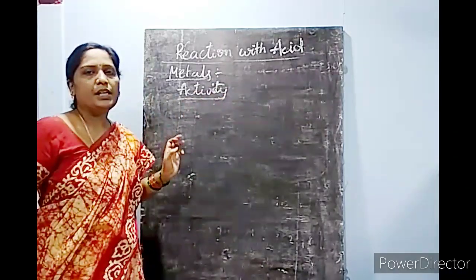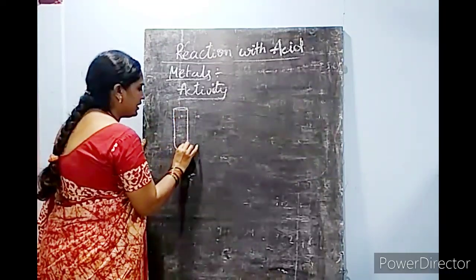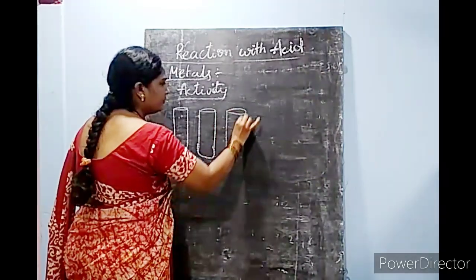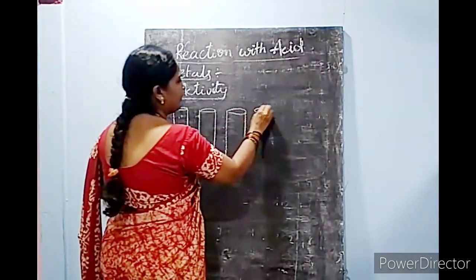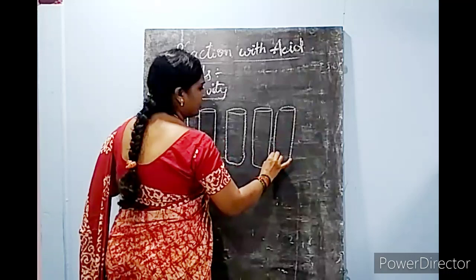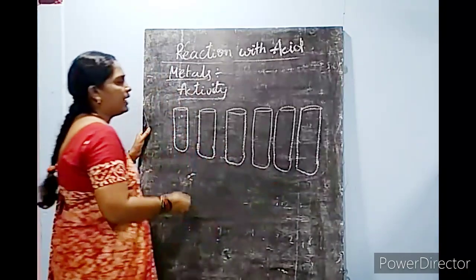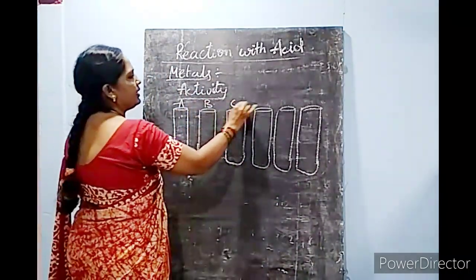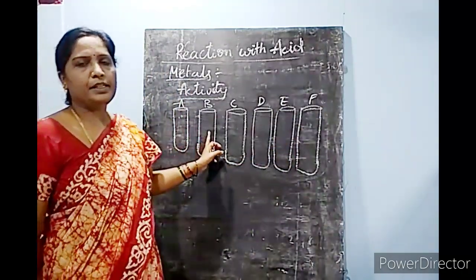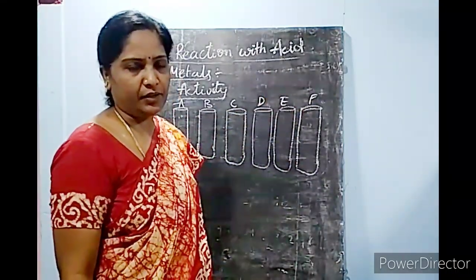For this, you need 6 different test tubes. Take different test tubes and name them as A, B and C. Or else take 6 test tubes, because we'll see at a time with non-metals also how they react with acids. Name them as A, B, C, D, E and F. Okay, children? To understand how the metals and non-metals react with acids, we are doing the activity.